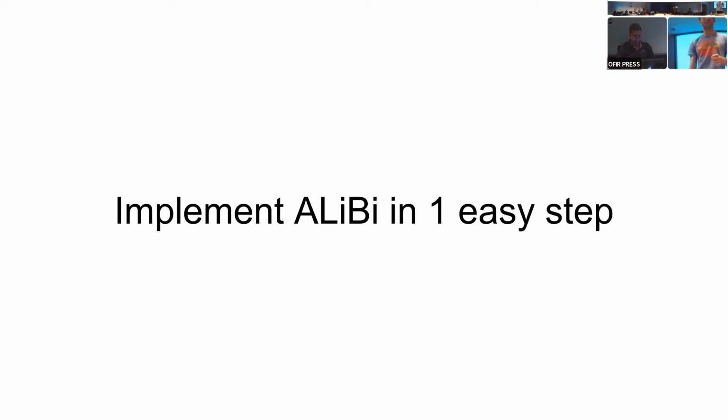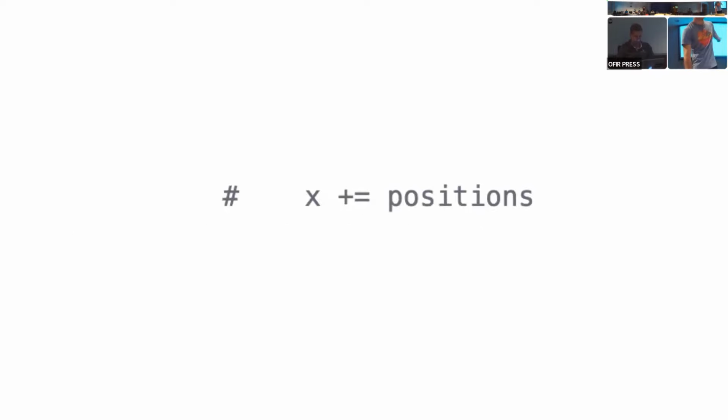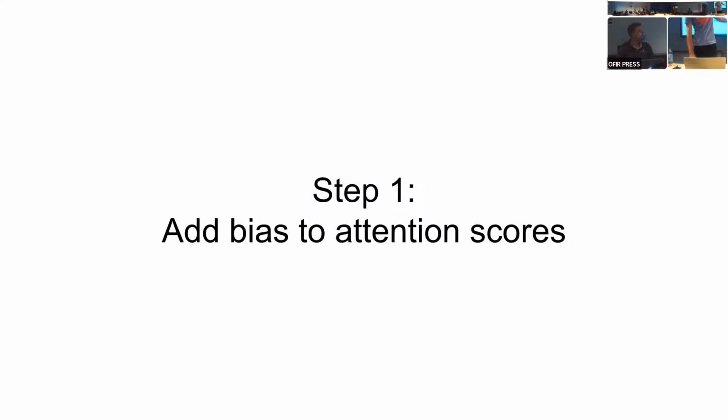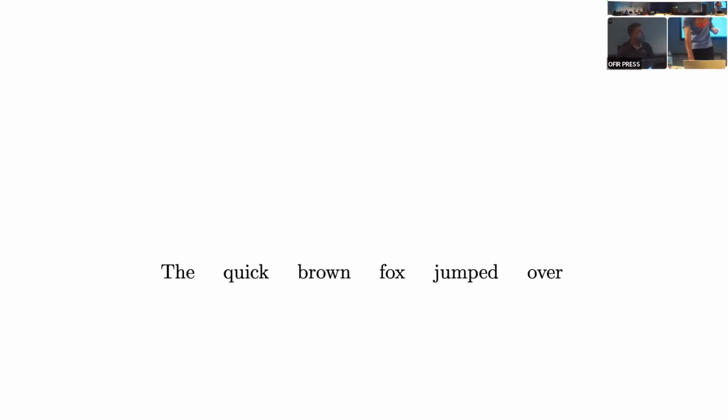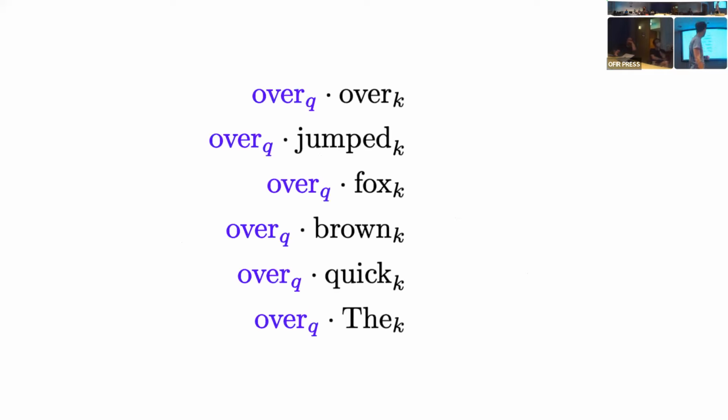Okay, so ALiBi is super simple to implement. It's in one easy step. Step 0, comment out the positional embeddings. You go into your code and you comment out positional embeddings, because there are no positional embeddings in this method. And then step 1, we're going to add a bias to the attention scores. We're doing causal language modeling, trying to predict the next word in a sentence. To do that, we use the last word as the query and all the previous words as the keys, and we perform these dot products to compute attention values.